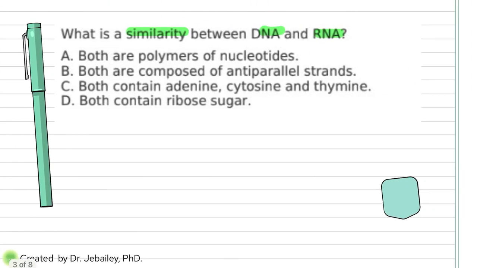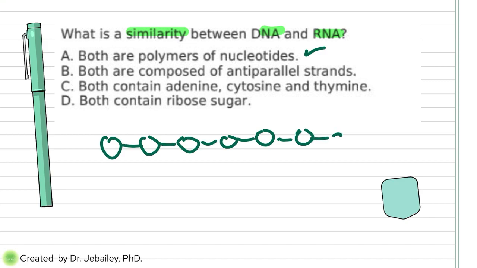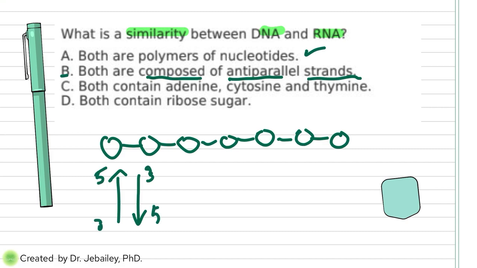So let's see what they say here. The first thing says both are polymers of nucleotides. That is true, right? By polymers, I mean they have a nucleotide attached to a nucleotide attached to a nucleotide, and it just keeps going. Both of them are a chain of nucleotides. B says both are composed of anti-parallel strands. DNA, yes, it's composed of one strand going from 5 to 3, and the other going from 3 to 5. But RNA is just one strand.